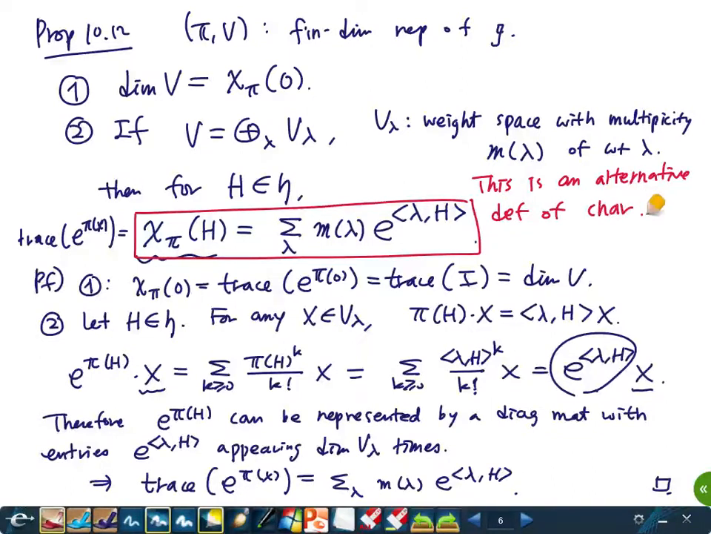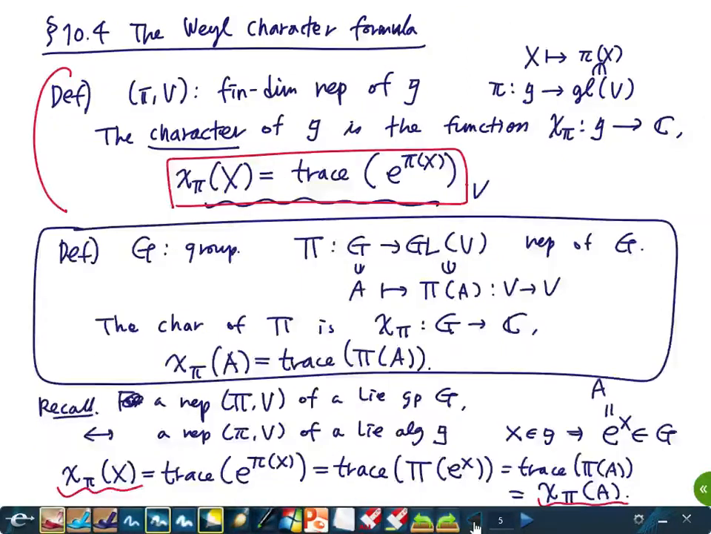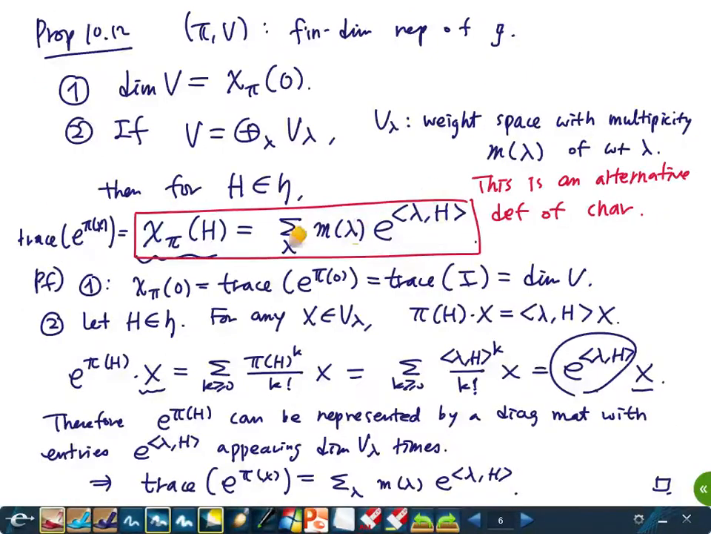This is, in some sense, better than the original definition, because if you look at the original definition, we assume that it's finite dimensional. Because if it's not finite dimensional, trace, how can you compute? But here, this can be defined for the infinite dimensional case, right? Because we don't really say any trace here.